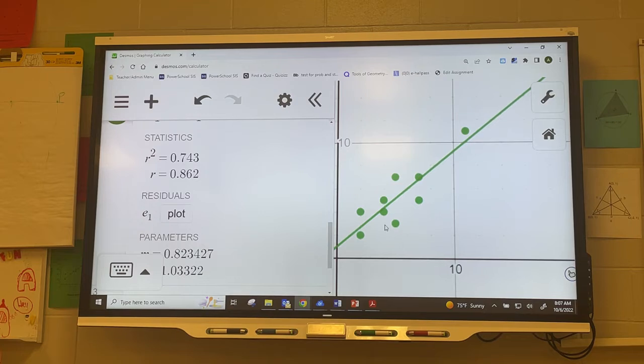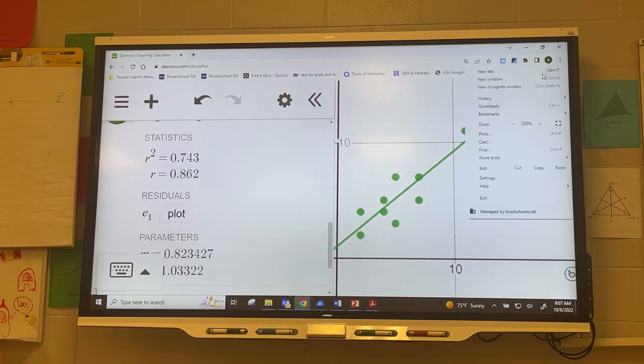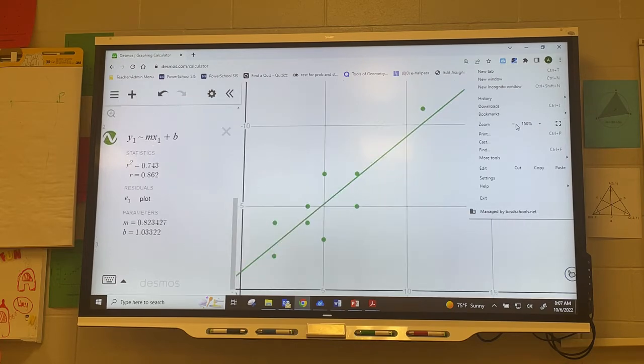So we are asked to describe the direction, the form, and the strength of your scatter plot, and we can definitely do that. My screen is not bringing down. Let me see if I can reduce the size. Okay. So as we mentioned before about the direction, form, and the strength, we need to examine the direction.